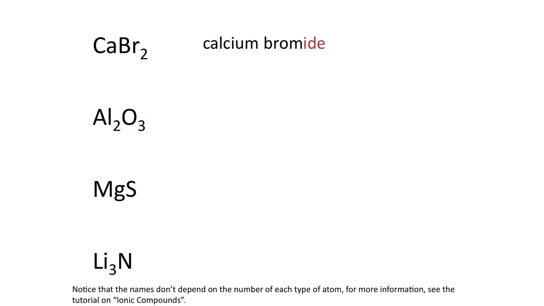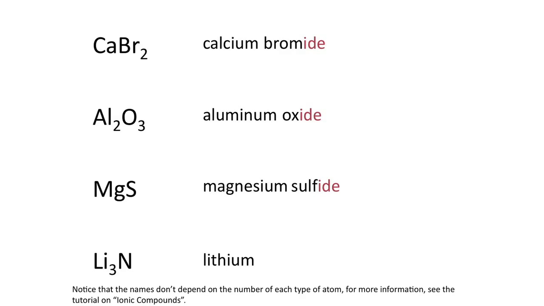Moving on to Al2O3. Again, the cation gets to keep its name, so we have aluminum, and for the anion, we change the ending to "ide," so oxide, aluminum oxide. For the third example, MgS, we would have magnesium sulfide. So again, the cation keeps its name, and for the anion we change the ending to "ide." And for my last example, we have lithium nitride.